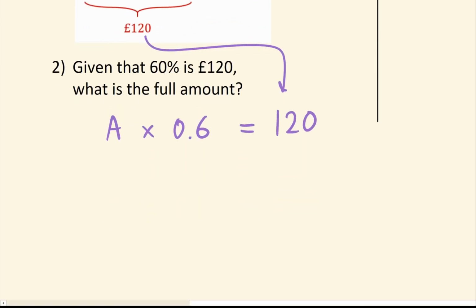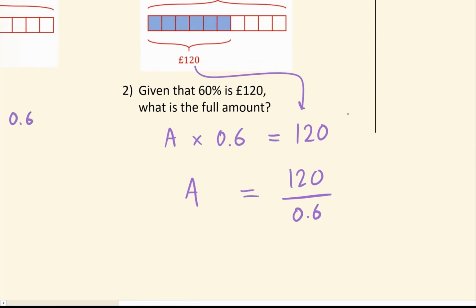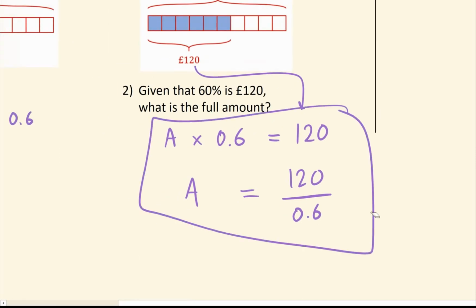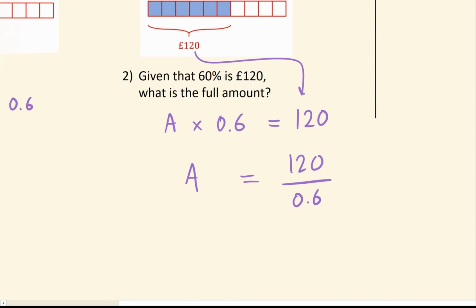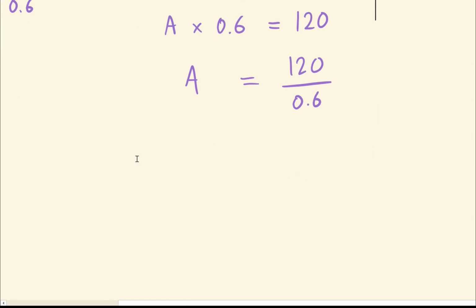We've seen in maths when we're solving equations that the opposite of timesing is dividing. So that means A is going to be 120 divided by 0.6. So what I'm doing here is basically the opposite of finding 60% to work out my original number. We can then work it out on a calculator.